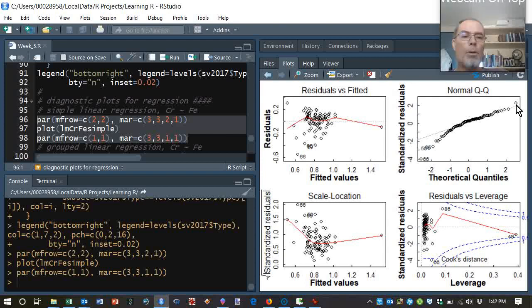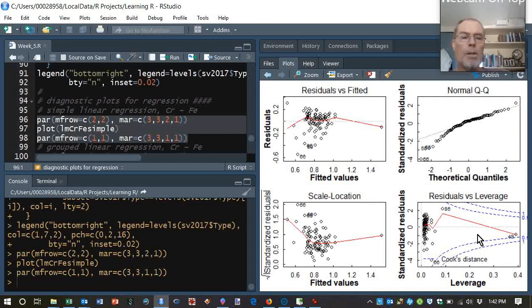The normal QQ plot shows the residuals, in this case the standardized, or scaled, residuals in R, are roughly normally distributed with a bit of deviation at the low end, so our predictive ability at the low end may be a little bit dodgy. Scale-location really gives similar information, the absolute values of the residuals, to the residuals versus fitted, so we don't need to go too deep into that.